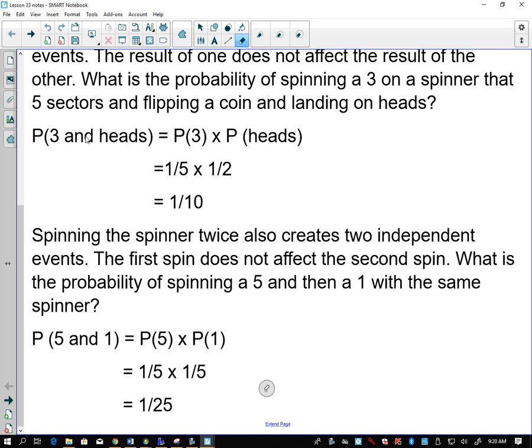5 times 5 is 25, right? So what we wind up with is a 4% chance of that actually happening. Okay? You see how the more involved it gets, suddenly the chances of certain things happening get really, really small.